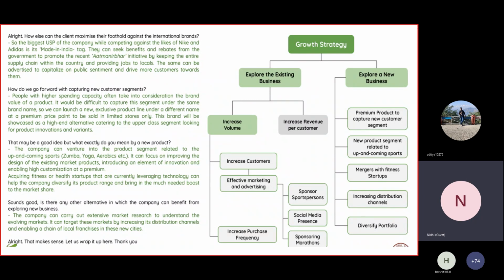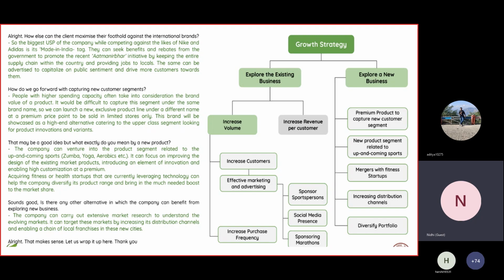Let's suppose the person says that let's look into exploring the existing business. Now what you can do, you can either increase the volume of your product that you are selling. The client was what? The client was a sports apparel company, right? Sports. So either they can increase the volume of their product or they can increase the revenue per customer. Now again, the interviewer might say that let's look into the volume. For that, you can increase your customers or increase the purchase frequency.